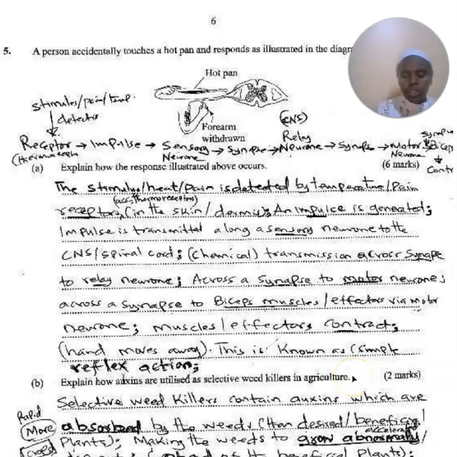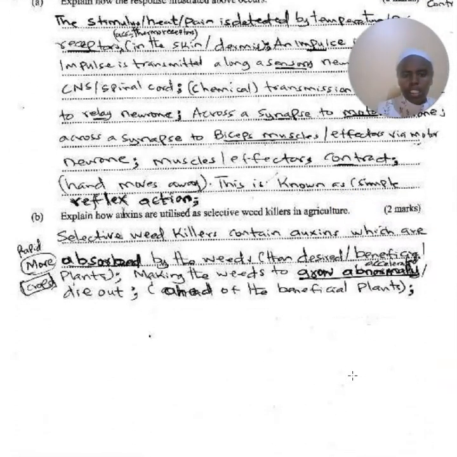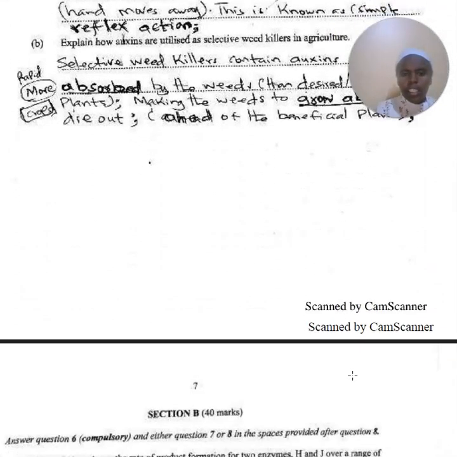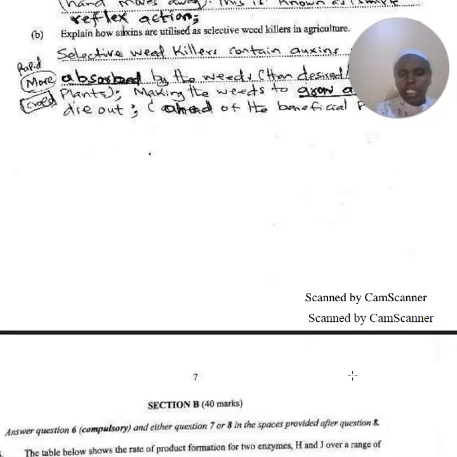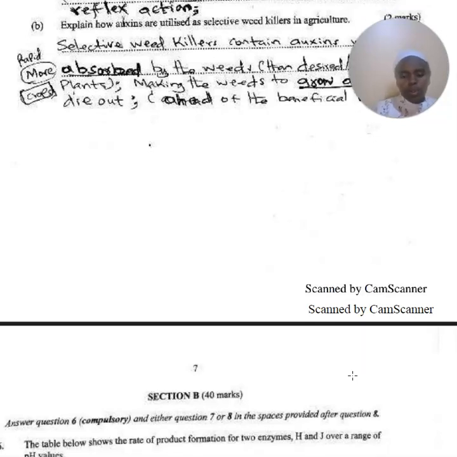The other question you are asked: explain how auxins are utilized as selective weed killers in agriculture. So these selective weed killers contain auxins which are absorbed by the weeds, making the weeds grow abnormally, and they die out. So they are selective, they do not affect the crop plant, but they act on the weeds.